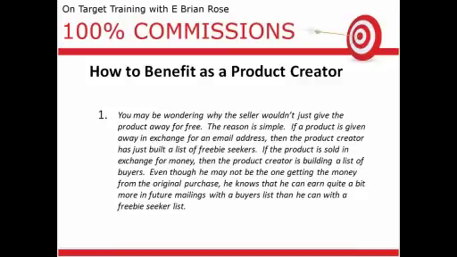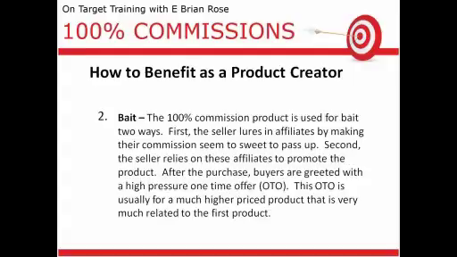Now, getting back to how product creators benefit with 100% commissions, the second reason is bait. The 100% commission product is used for bait in two ways. First, the seller lures in affiliates by making their commission seem too sweet to pass up. Second, the seller relies on that affiliate to promote the product, and after the purchase, the buyers are greeted with a high-pressure one-time offer, also known as an OTO. And this OTO is usually for a much higher-priced product that is very much related to the first product. So that's another way. They give you something great, and then they hit you with a one-time offer.